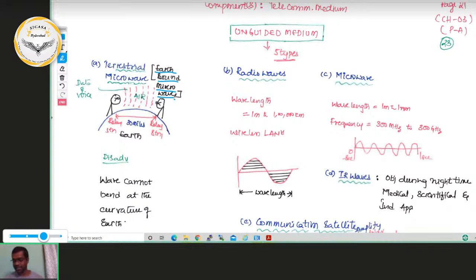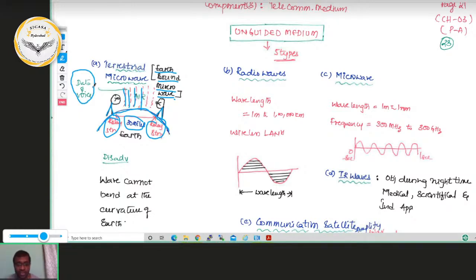Because these particular antennas will be present on the surface of the earth. If you take this as the surface of the earth, on the surface of the earth you have antennas, and the data is transmitted using air as the transmission medium. So this is relay station 1, this is relay station 2. The maximum distance between two relay stations should be 30 miles. Can it transmit data and voice? Yes, it can transmit both data and voice. So this is about terrestrial microwave.